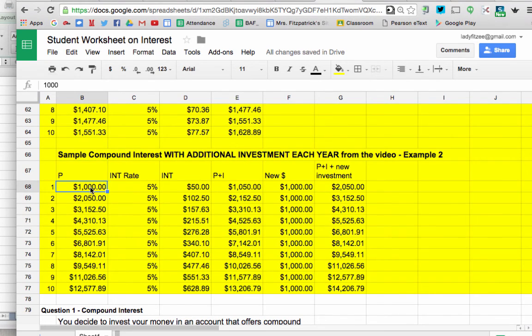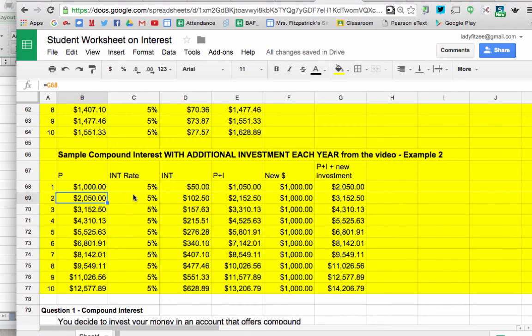Okay, so here's our first year $1,000 times our interest rate. I'll click on that to show you my formula. This times this equals $50. You're going to add that to the original to get your principal plus interest. So I use the formula, that plus that. And of course, it's going to equal $1,050. Now we're adding another $1,000 each year. So here's the another $1,000, add it to that, and you're going to end up with $2,050. You can see that plus that. So that's the new amount that's getting reinvested each year.